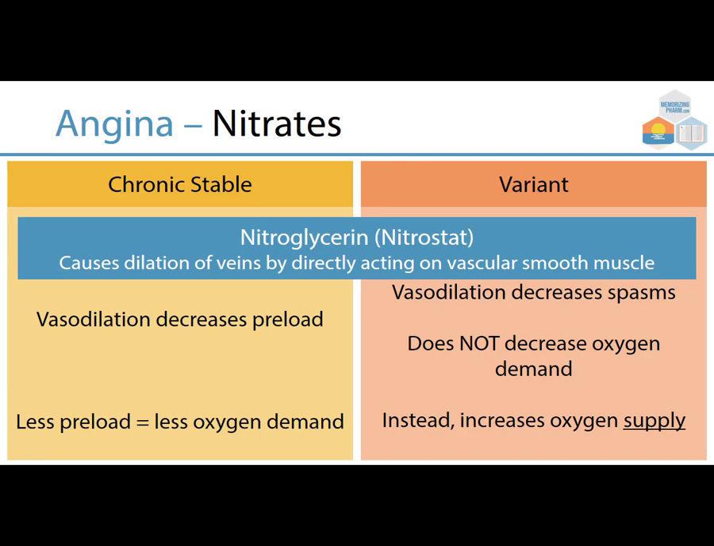One medication that we can use are nitrates. So with chronic stable or variant, nitroglycerin, brand Nitrostat, causes vasodilation of the veins by directly acting on the vascular smooth muscle. The vasodilation decreases the preload, so if there's less preload, there's going to be less oxygen demand. Or the vasodilation can decrease the spasms, but it doesn't decrease the oxygen demand. What it does is it increases the oxygen supply.